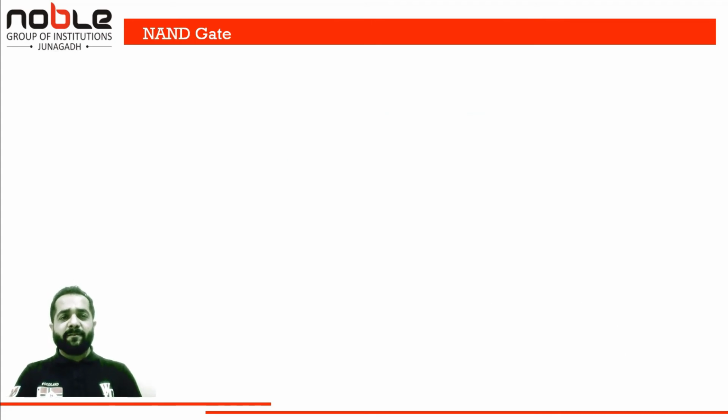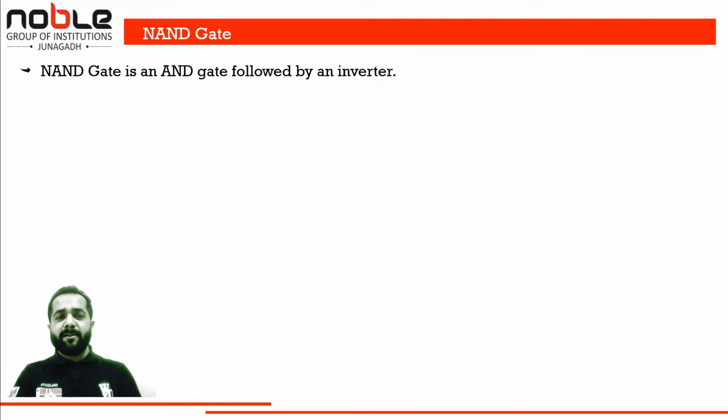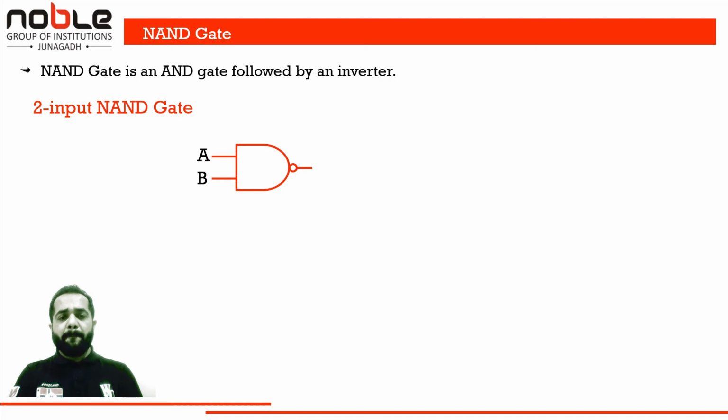Now move on to the next one, the NAND gate. The NAND gate is the combination of the AND gate and the NOT gate, an AND gate followed by an inverter. The 2 input NAND gate symbolic representation is shown here. It has 2 inputs, one is A and the second is B, and the output is C. The logical notation or Boolean algebra for the NAND gate is C equals (A dot B) dash.